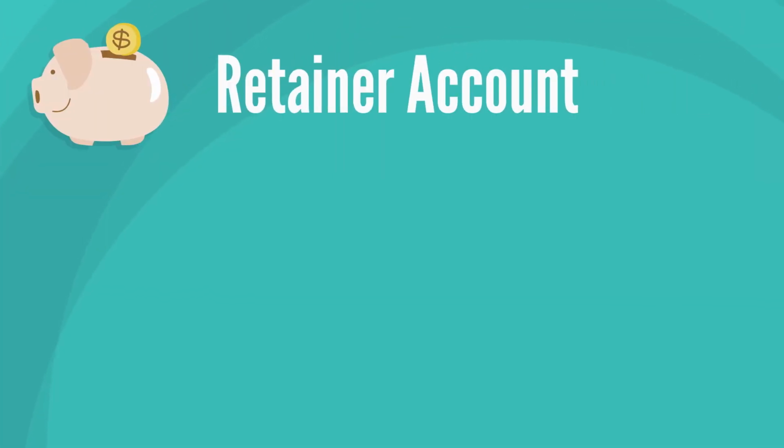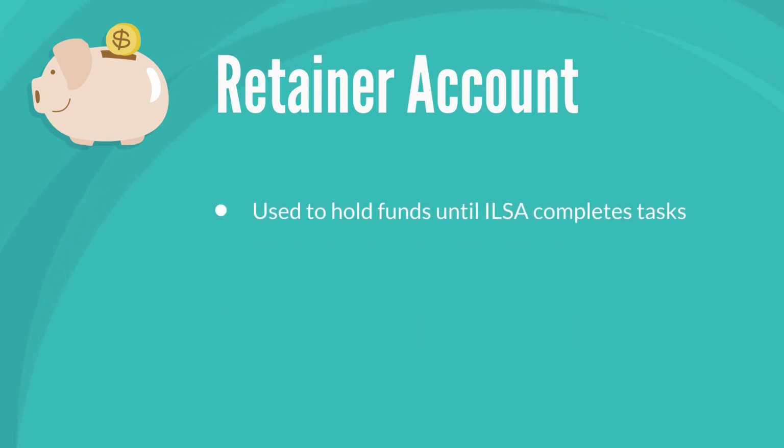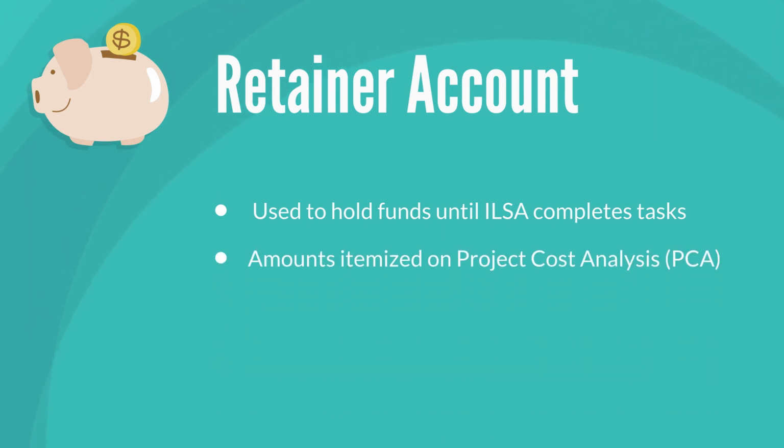Next is your retainer account. When a PCA includes ILSA service fees, these funds are held temporarily in this account until the work is completed, at which point we use those funds to pay ourselves. You do not receive copies of retainer account invoices since the PCA documents the funds collected. You may request copies of these invoices for review if needed. Invoices for this account have the prefix R.